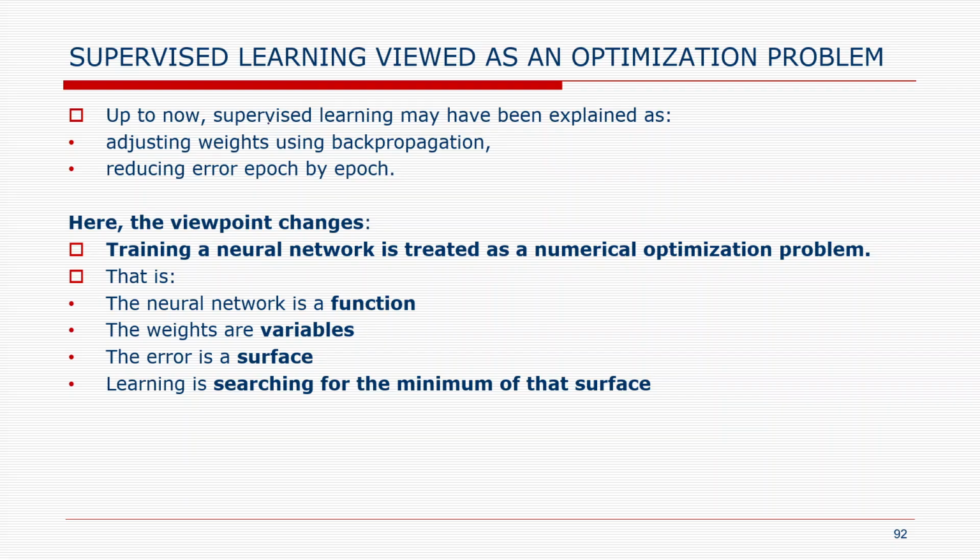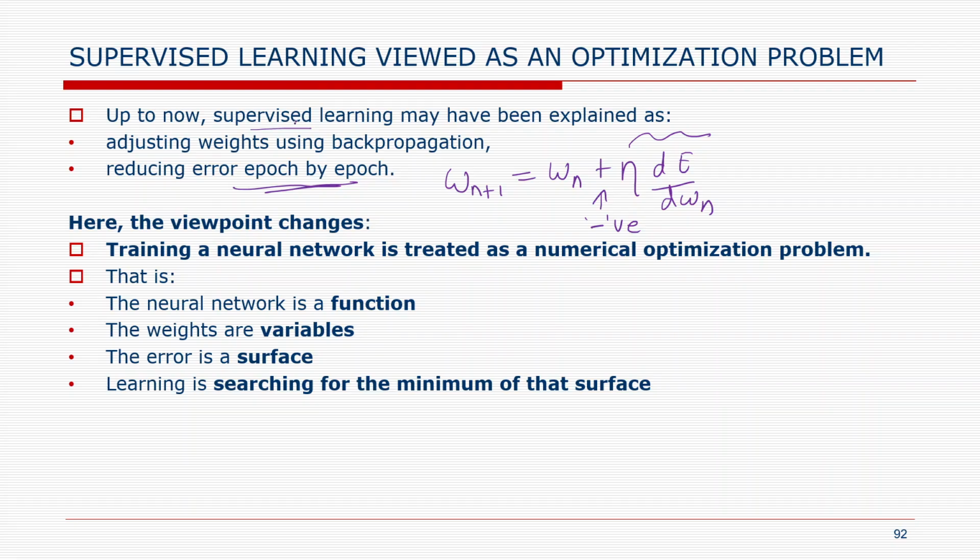Up to now, what we have seen in the class is that supervised learning may be explained as adjusting the weights using backpropagation, because we have done that. When I have to update the weights, W(n+1) will be W(n) plus theta times the derivative of the error function with respect to the weights, which we have studied until now. And in gradient descent, we went in the negative direction by putting the minus here. Whenever we updated the weight, W(n+1) was computed from W(n), and we tried to reduce the error epoch by epoch over the iterations.